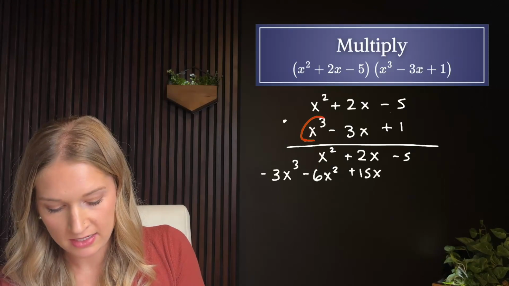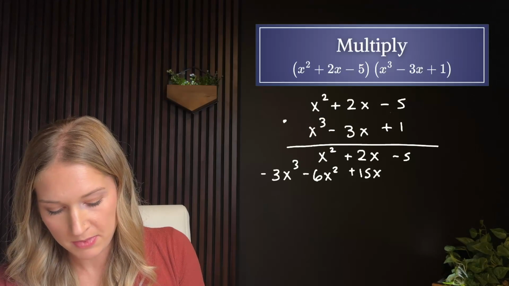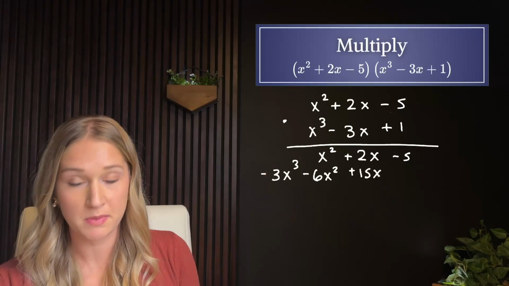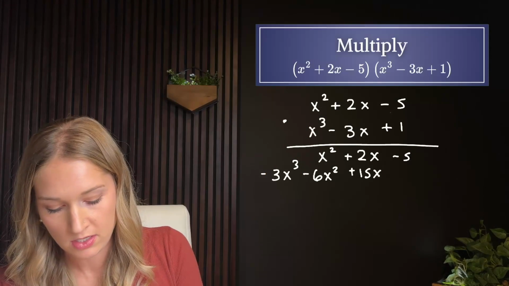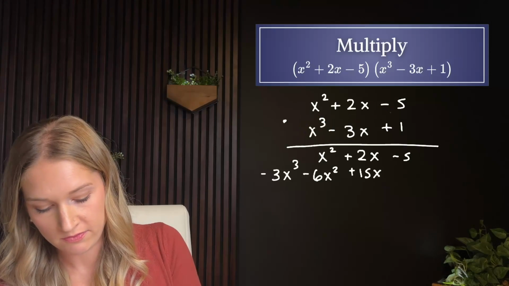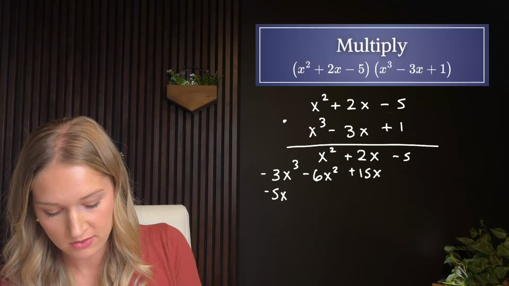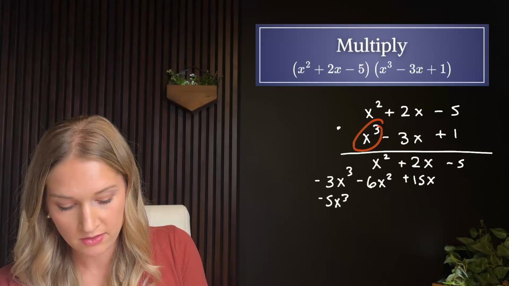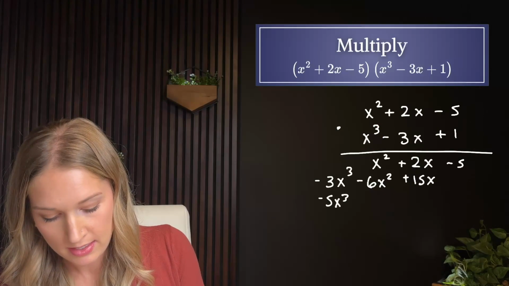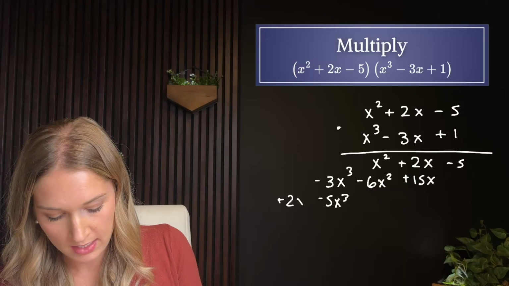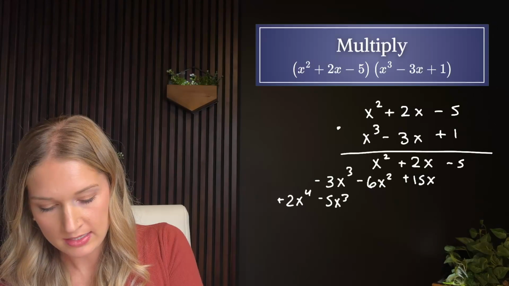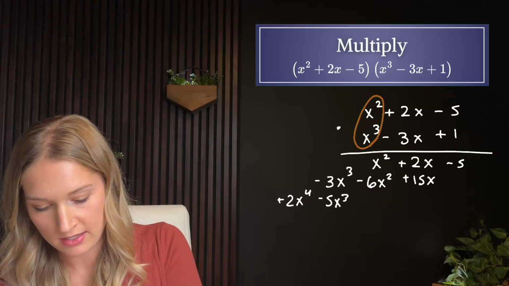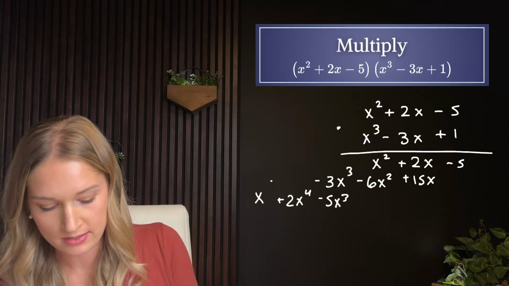I move on to my x to the third. I'm actually going to line that up in the x to the third column, so it'll be beneath that negative 3x to the third. So x to the third times negative 5 gives me negative 5x to the third. Let me move this over a tad. Then I move on, x to the third times positive 2x gives me positive 2x to the fourth. And then my last is x to the third and x squared, which gives me 1x to the fifth.